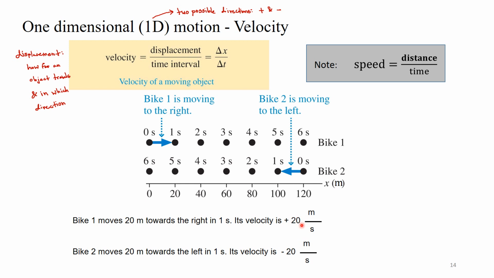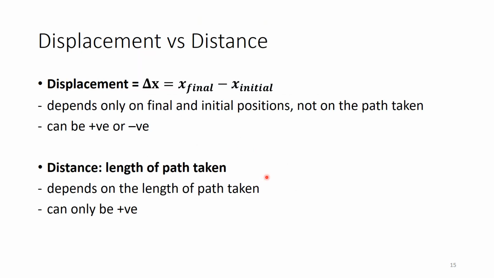So you can calculate their velocities. They will have opposite velocities. Bike 1 will have positive 20 meters per second. So you can take the total distance, 120 meters, divide by the 6 seconds, and you'll get 20 meters per second. And bike 2 has negative 20 meters per second velocity. So we say both bikes have the same speed, because speed doesn't take into account direction, but they have opposite velocities. All right, so that's the difference between velocity and speed. So velocity accounts for direction.